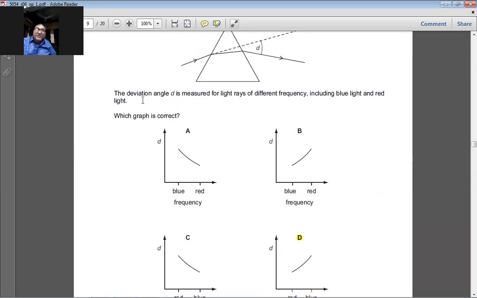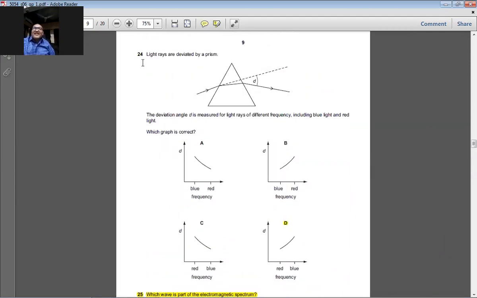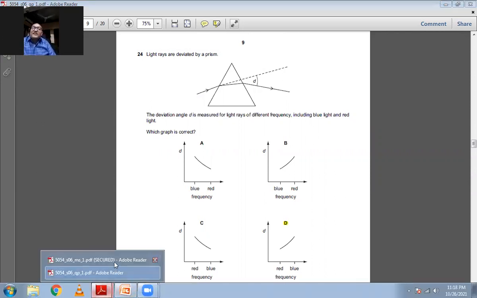It's a little brand new question and it's tricky. It's not brand new because it was published in 2006, but it's a good question. So the question number 24, we think D is the right choice.